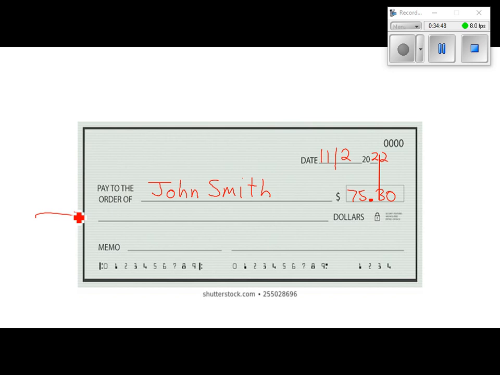This line, you have to write out this number in word form. So it'd be like 75. And then you draw a line here so there's no space there, and you put a fraction. It's 30 cents out of 100. So whatever your cents are goes on top and then 100 on bottom all the time.